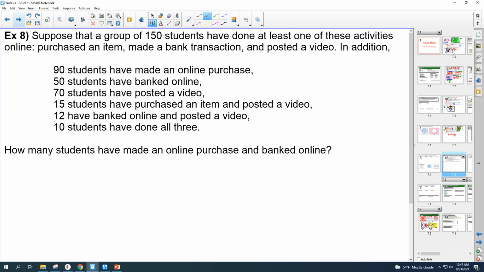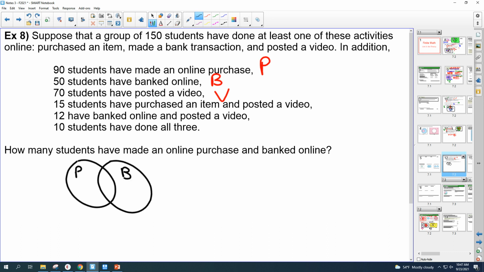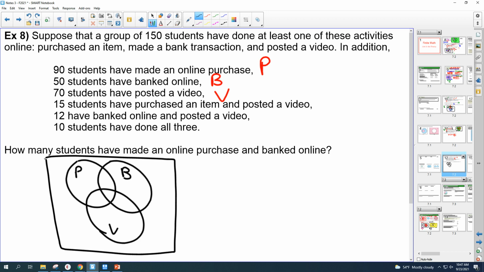Suppose a group of 150 students have done at least one of these activities, okay, and there are, let's see, online purchase, online banking, and posted a video. So we've got three sets again, so it's pretty much the same thing. You've got a purchase, you've got banking, you've got video, you've got a box. Okay, so 10 students have done all three. That's going to be your intersection right here for all three.